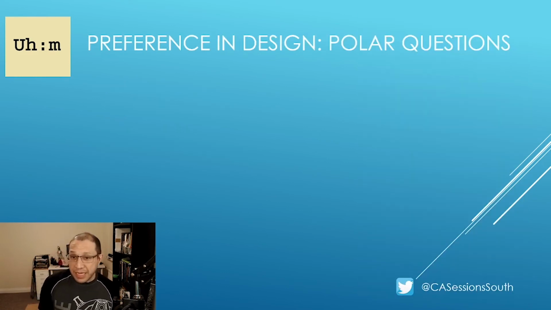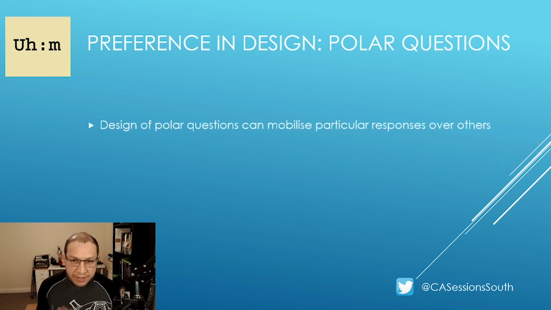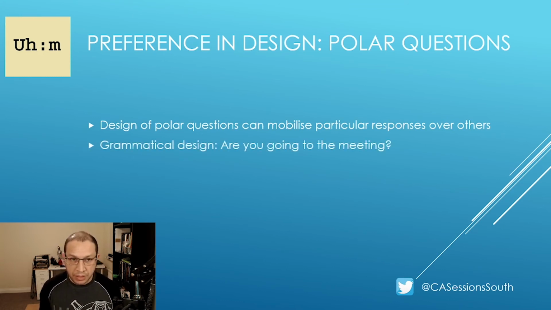Now, just ahead of the examination of our focus paper, I want to outline some of the ways in which preference organization can be identified in turn design. The design of polar questions, questions that typically require a yes or no response, can serve to mobilize certain responses over others. The turn design can construct a preference as a function of grammar. So, "are you going to the meeting" is typically valenced for yes.